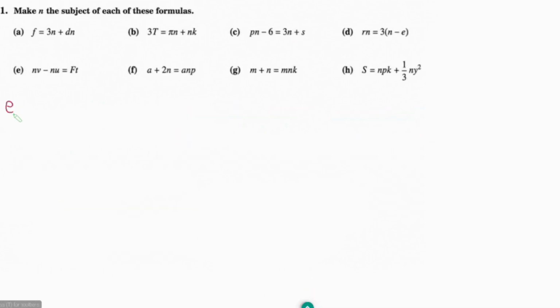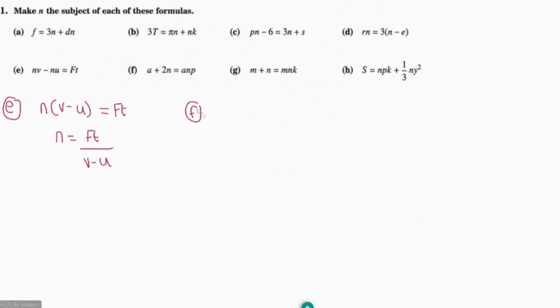Okay, E. Let's factorise. And then divide both sides by V, take away U.